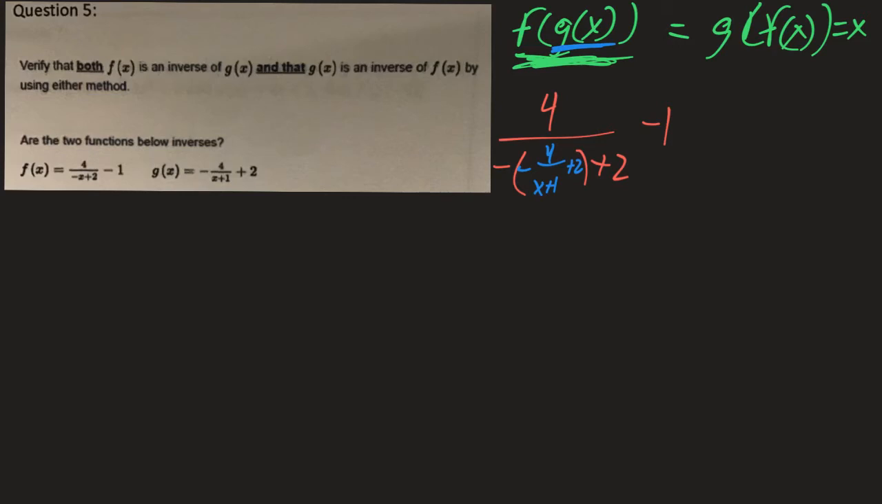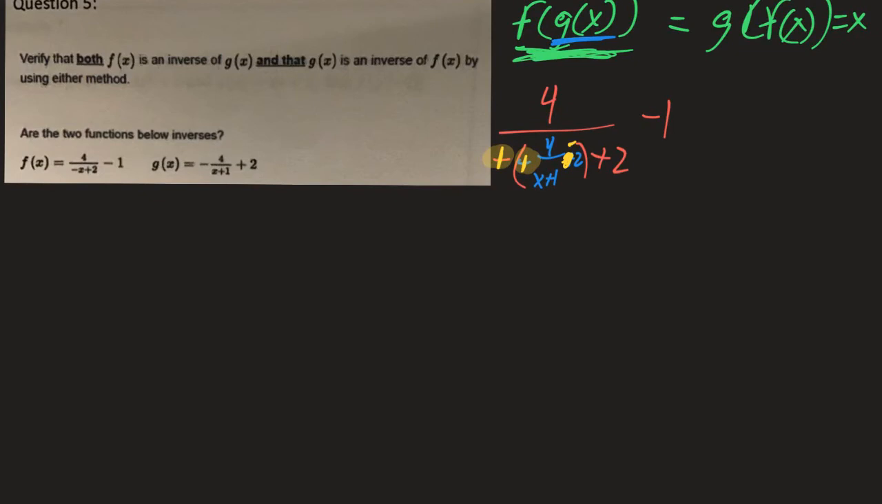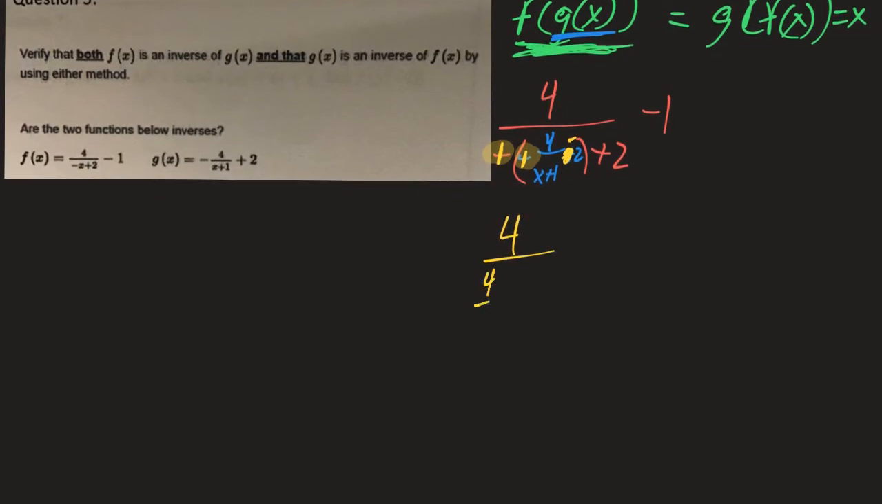The first thing that jumped out to me here was the negative sign at the bottom, right there and right there. So those two negatives have got to do something when I put them together. So I'm going to combine this by distributing my negative sign in, and that 2 is going to be a minus 2 now. So here's what I've got. 4 over x plus 1 minus 2 plus 2, and with that minus 1 tacked on at the end.